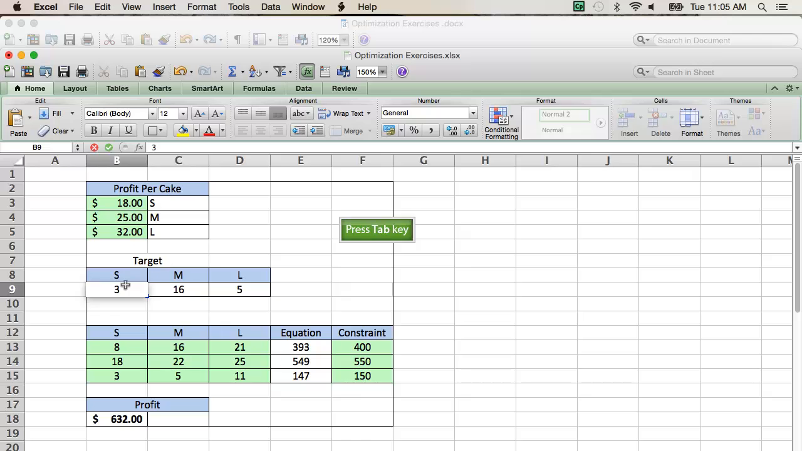For example, here 3, 18, and 4 also produces the max profit of 632 within the constraints that are needed. So this also would be an option for the bakery in order to achieve max profit.